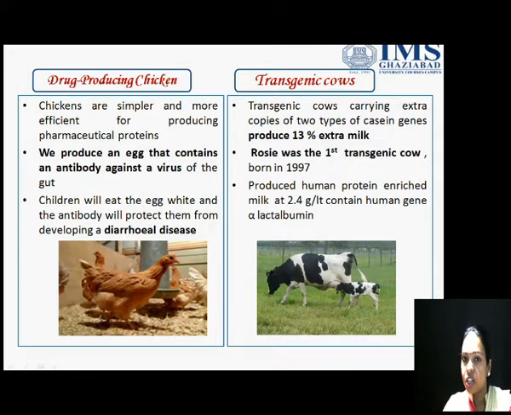This is the example of transgenic cows. Rosie was the first transgenic cow, born in 1997. That transgenic cow carried extra copies of two types of casein, and it produced 13% extra milk. It also produced an enriched human protein, amounting to 2.4 grams per liter, and it contained a gene for alpha lactalbumin.